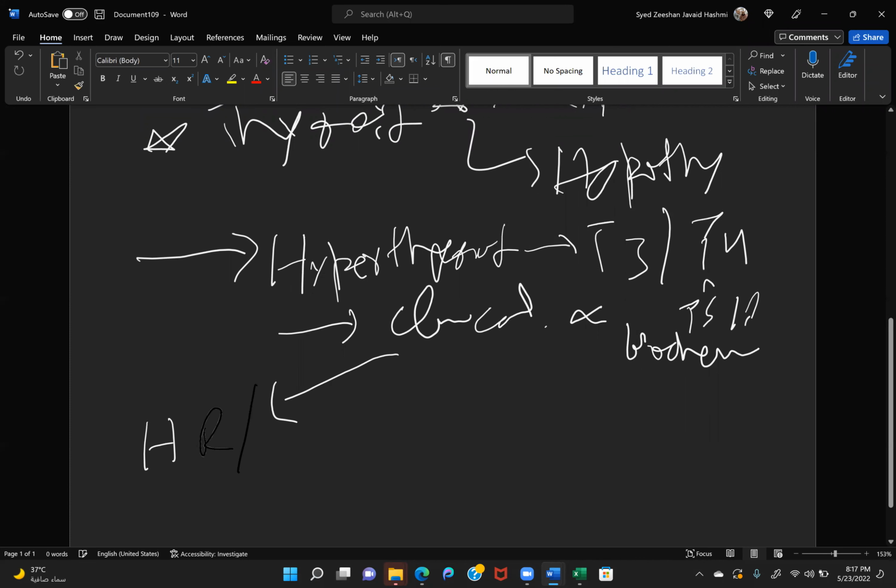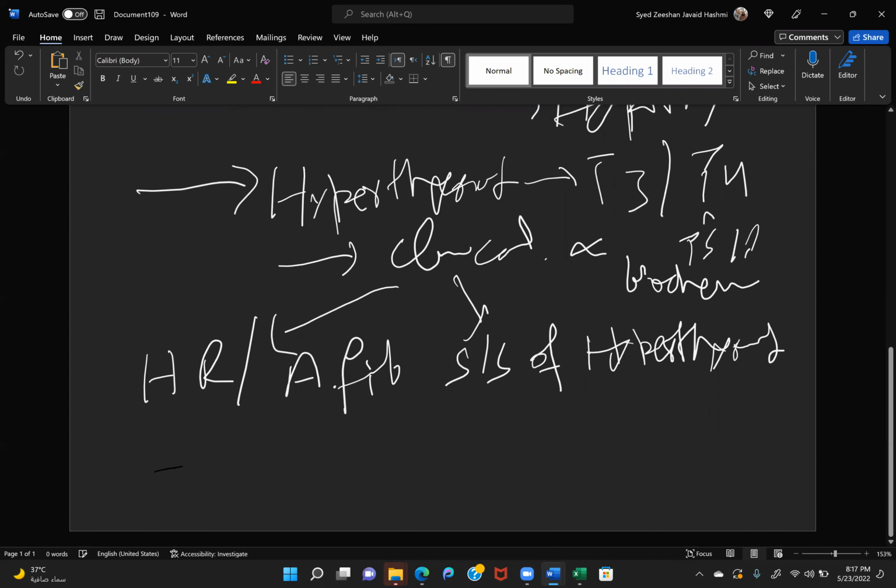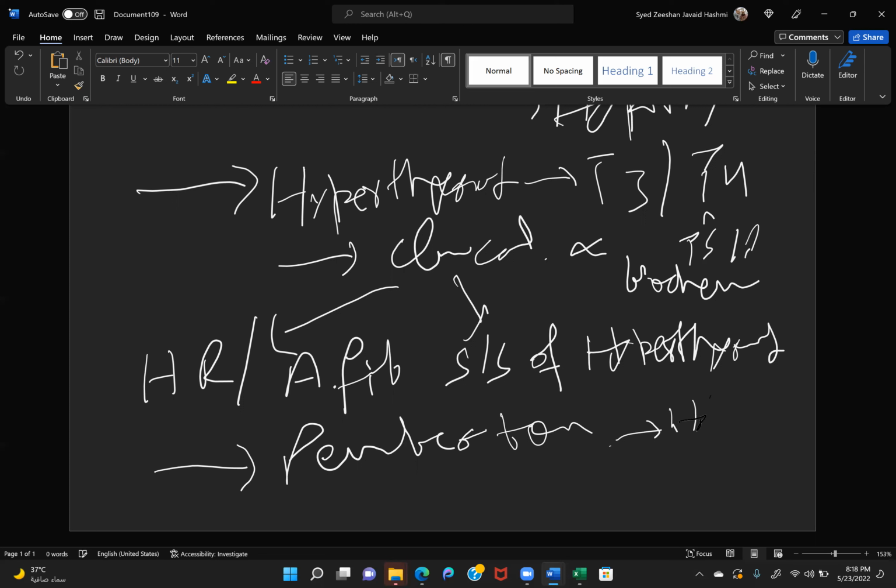Clinically, what will you look at? I will look at the heart rate, and symptoms, whether the patient is having atrial fibrillation or any other arrhythmia. Signs and symptoms of hyperthyroidism: sweating, tremors. It could be Pemberton sign. Is it a sign of hyperthyroidism or something else? What is the Pemberton sign? It's a sign of retrosternal goiter.